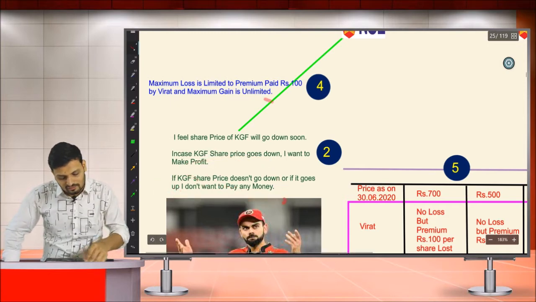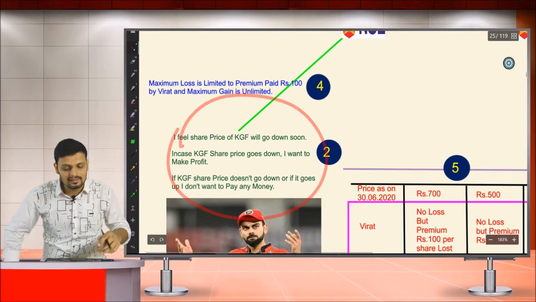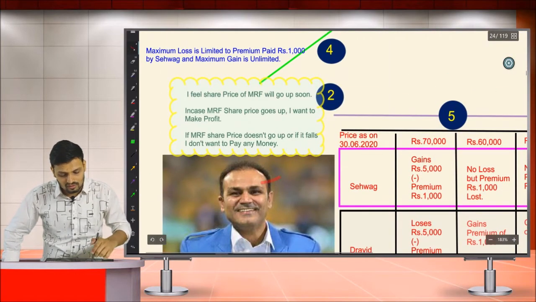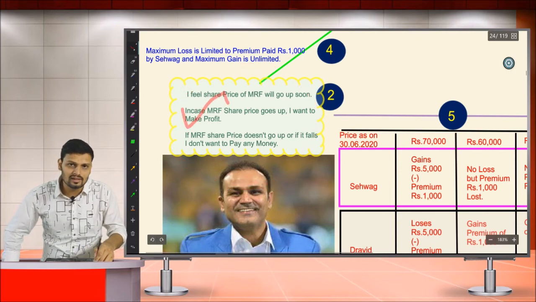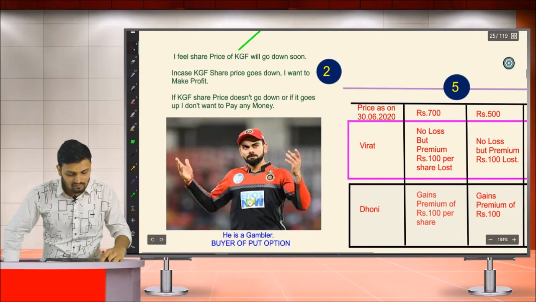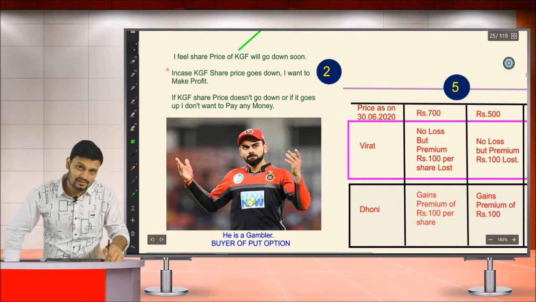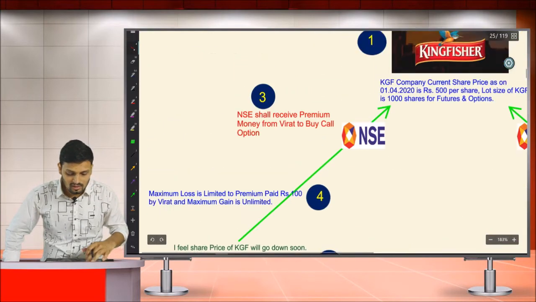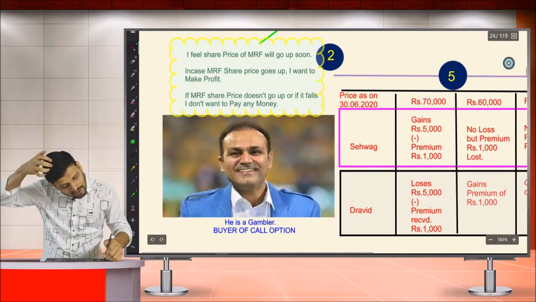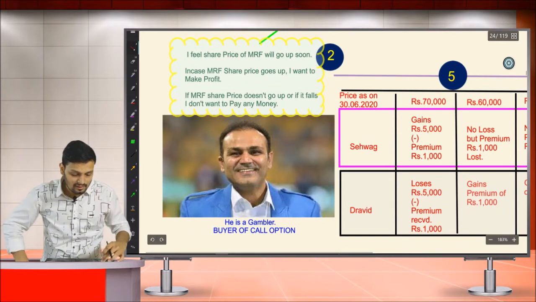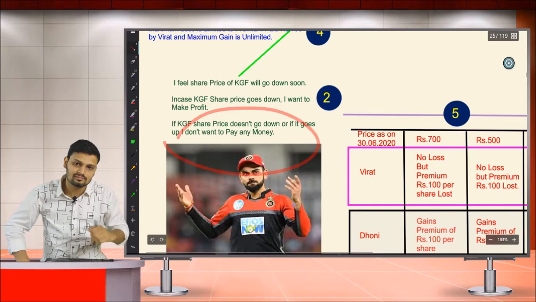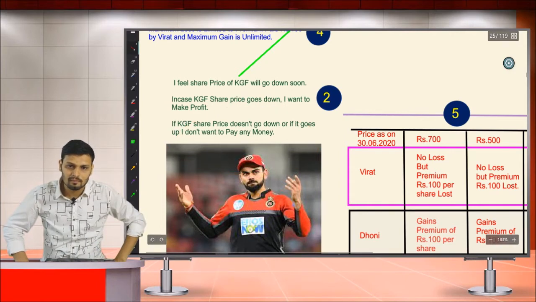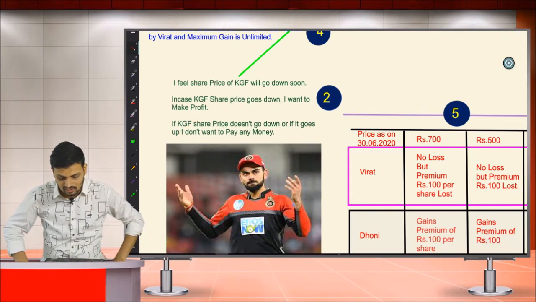So his expectation is exactly opposite of Sehwag. Sehwag wanted to make money if the price increases. Virat Kohli wants to make money if the price decreases. Sehwag wanted to not pay any money if the price decreases, and Virat wants to not pay any money if the price increases. I hope you are getting this particular story.